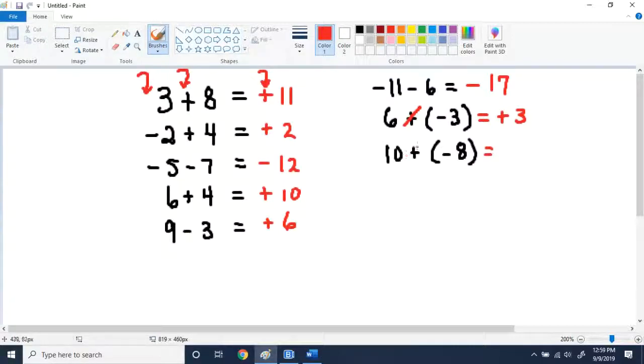Again, another example, we're just going to eliminate this plus sign. It's going to be 10 minus 8. Sign of the biggest number is positive. The signs are different, so we're going to subtract. The answer is a positive 2.